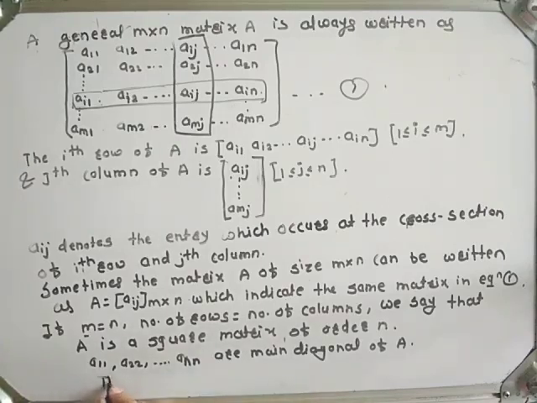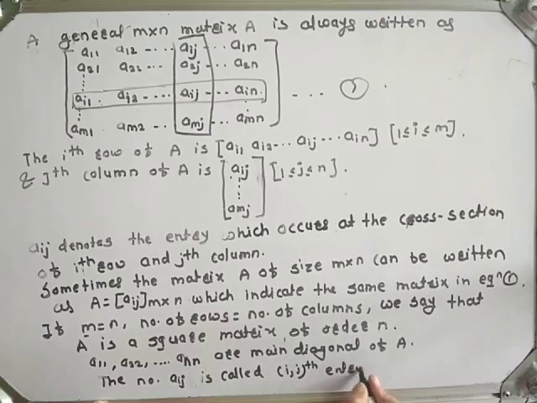The number Aij is called the i, jth entry, that is the ijth entry of A. Students, always remember that Aij is nothing but the ijth entry of A, capital A.